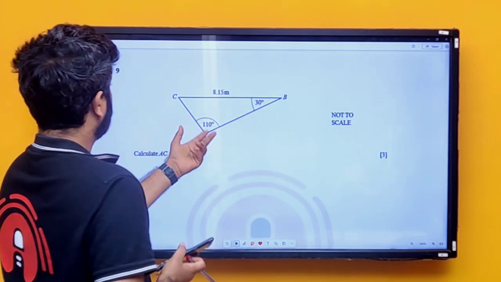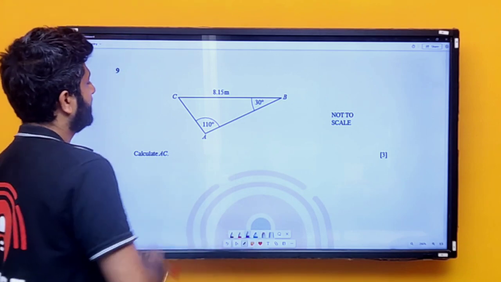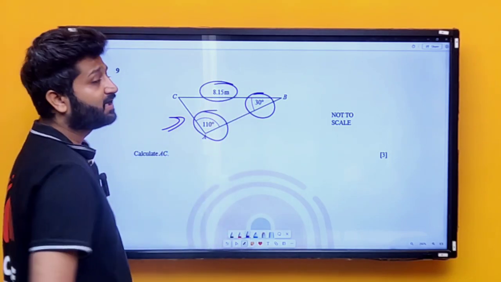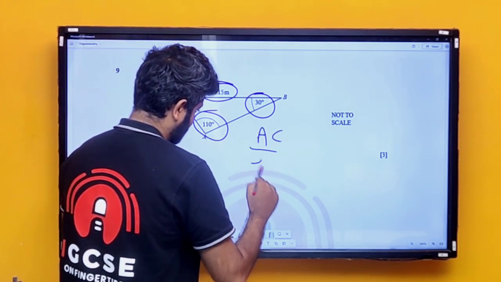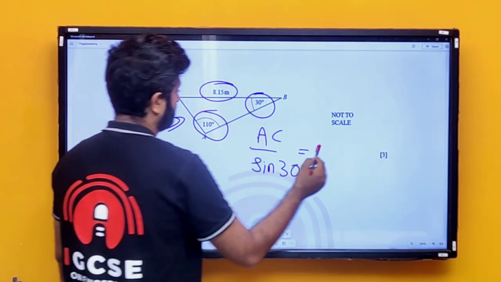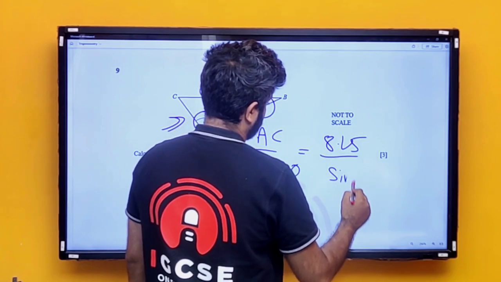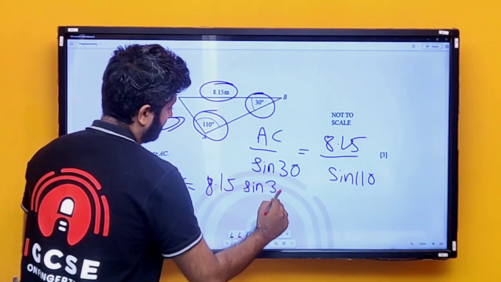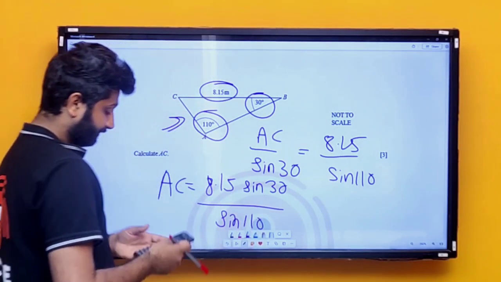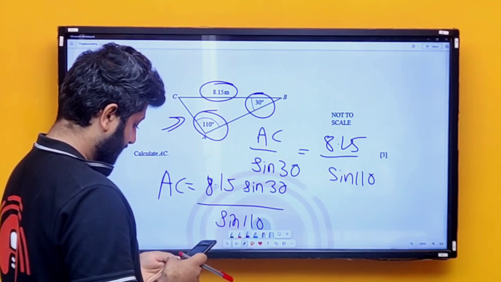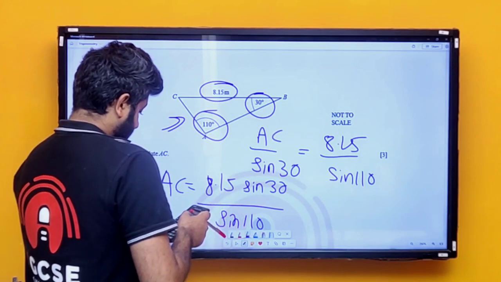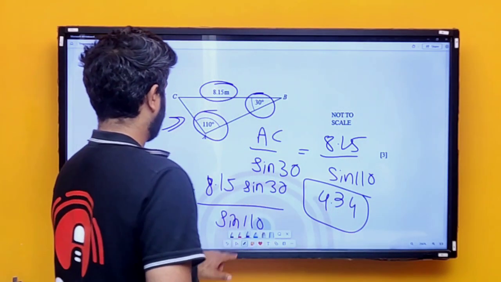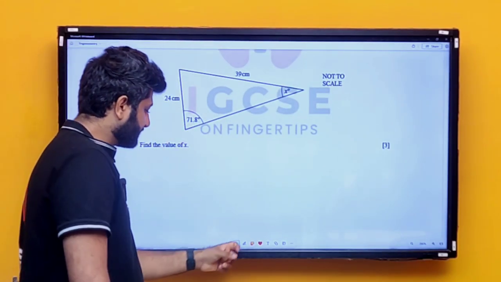Next question. Again, this is a different question. I am being told to find AC. I have this side and the angle opposite to the side. So we can use sine rule. AC upon sine 30 equals 8.15 upon sine 110. So AC is 8.15 into sine 30 divided by sine 110. The answer is 4.34.